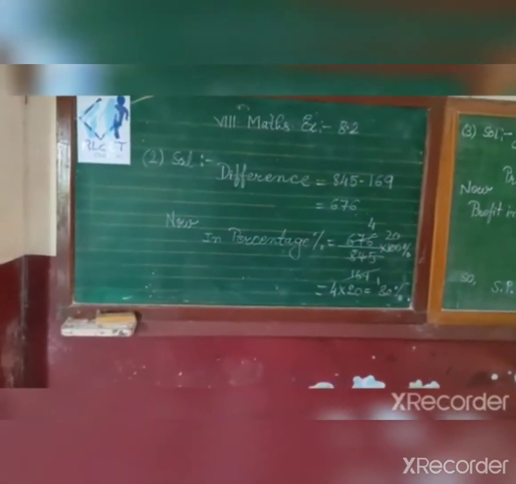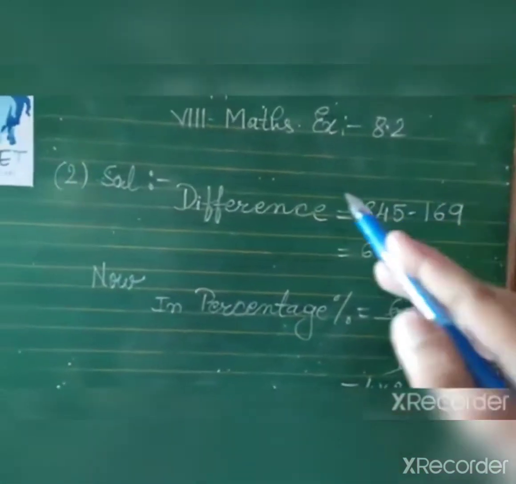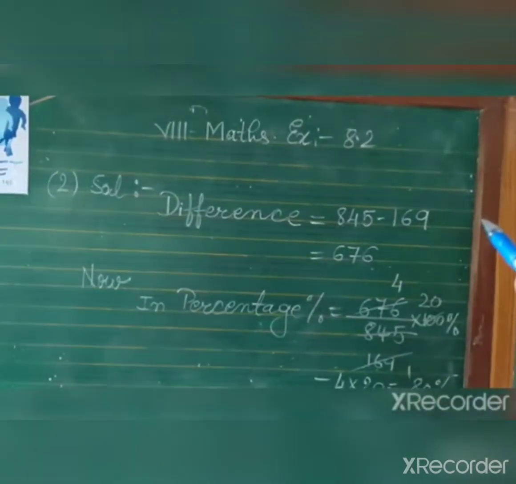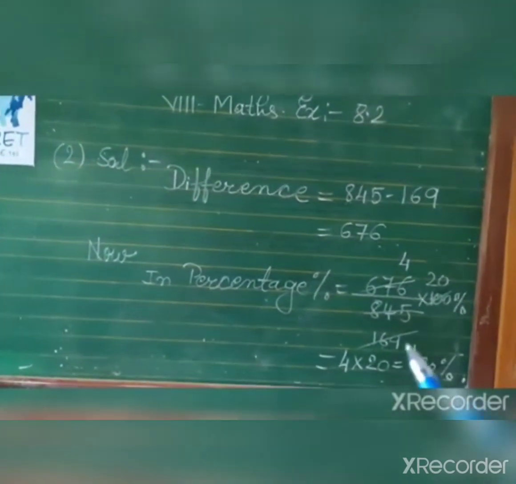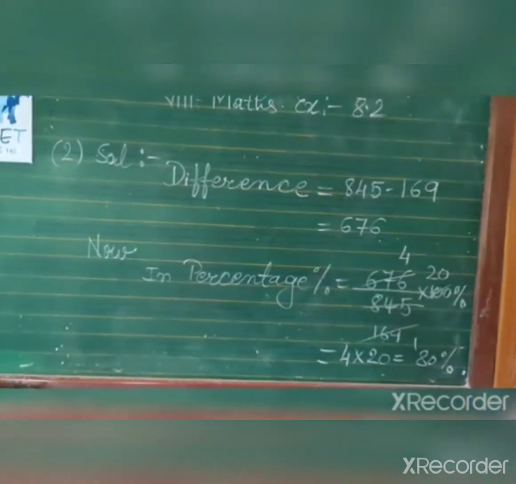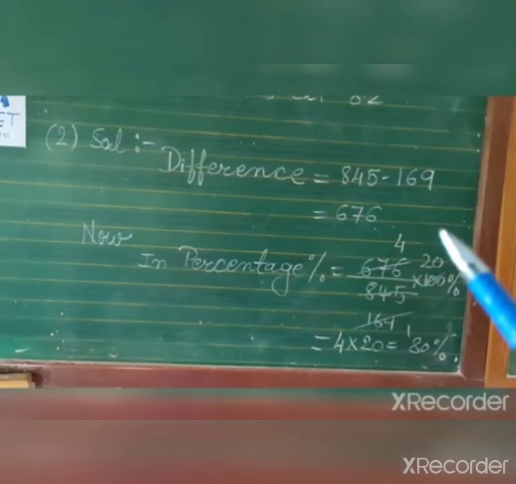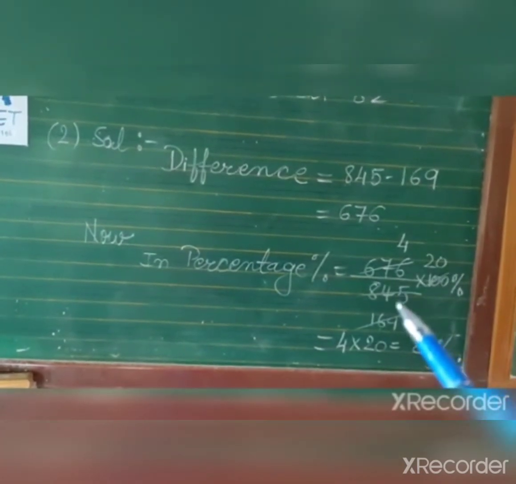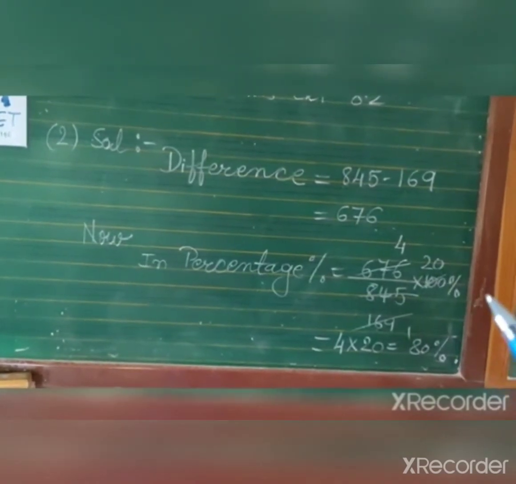So see here, the difference means decreasing. You can see here the difference between the number of people who went on Sunday and the number who went on Monday: 676. For calculating the decrease percentage, what we will do? Whatever difference you are getting, you will divide by the number of people who went on Sunday, and for calculating the percentage, you will multiply by 100 and put the percentage sign.